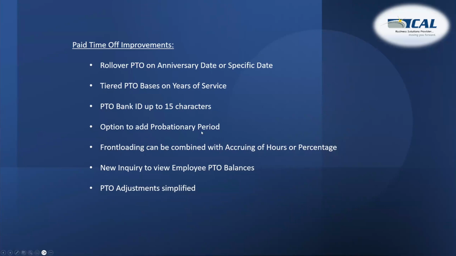We can add probationary periods, which I'll show you in a moment. We can front load hours, right? The front loading hours can be combined with a calculation of accruing of hours by percentage. There's a really nice new window where you can view all your employees' PTO balances, and they have simplified the PTO adjustment. You could adjust PTO previously, it was not super easy. They've created a new transaction, which you'll see, that allows you to quickly adjust PTO hours for whatever reason.